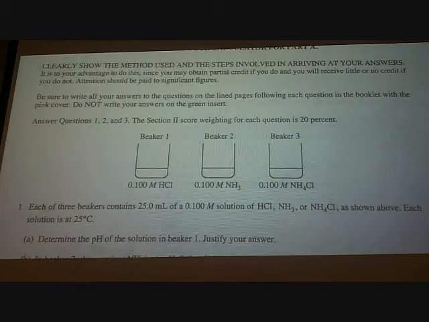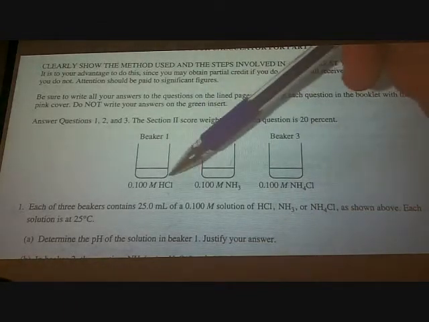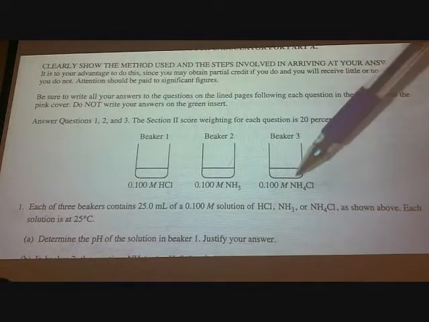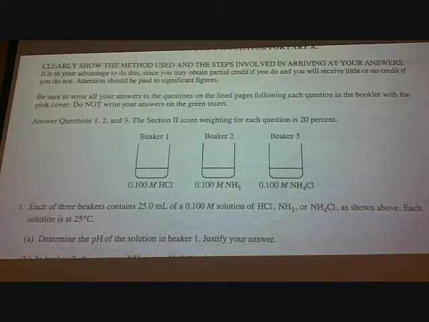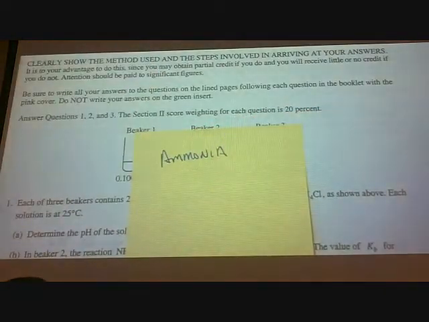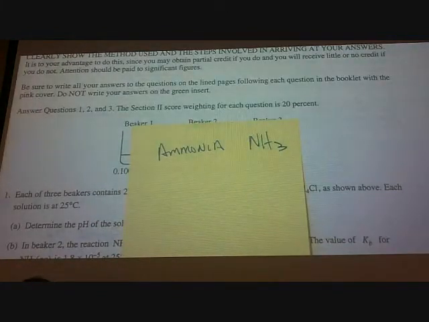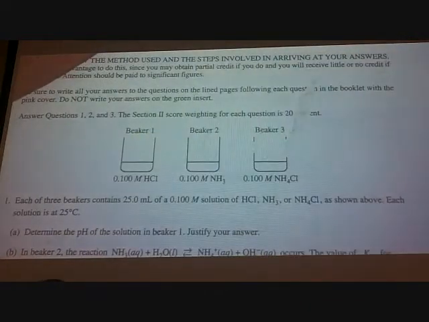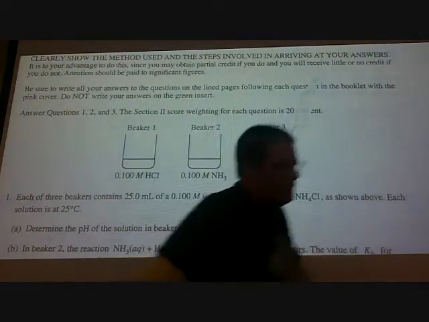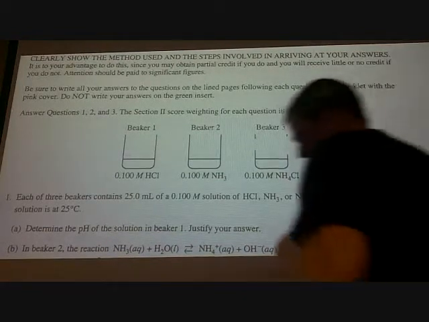All right. Let's see. We have 3 different beakers here: beaker 1, beaker 2, beaker 3, and they have HCl, NH3, and NH4Cl. Now, you should be able to recognize. Actually, let me ask you this because it was on our last mock exam. What is ammonia? NH3, good, know that. What is vinegar? Acetic acid, know that, okay?